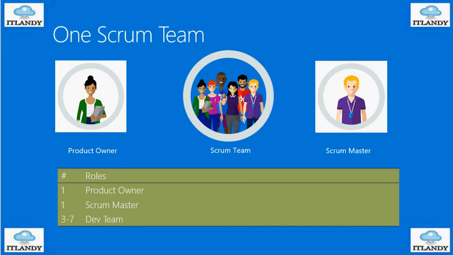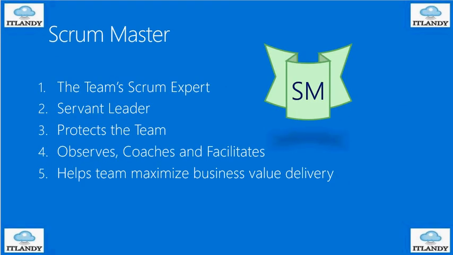Moving next is the Scrum Master. What exactly is the Scrum Master's responsibility? The team's Scrum expert, servant leader, protecting the team, observing, coaching, facilitating, helping the team, maximizing the business value and minimizing the issues. Who can be Scrum Master? Basically anyone can be Scrum Master.